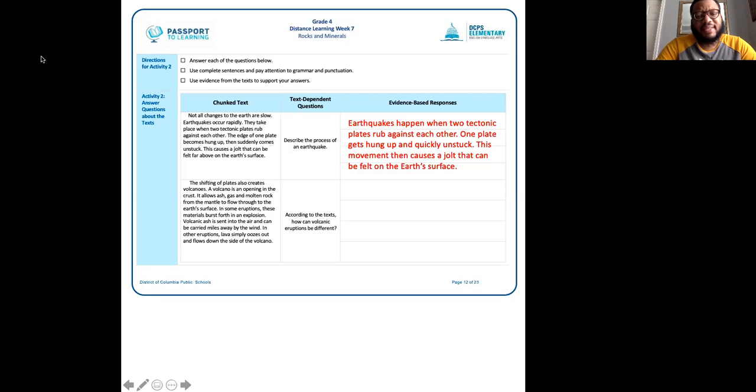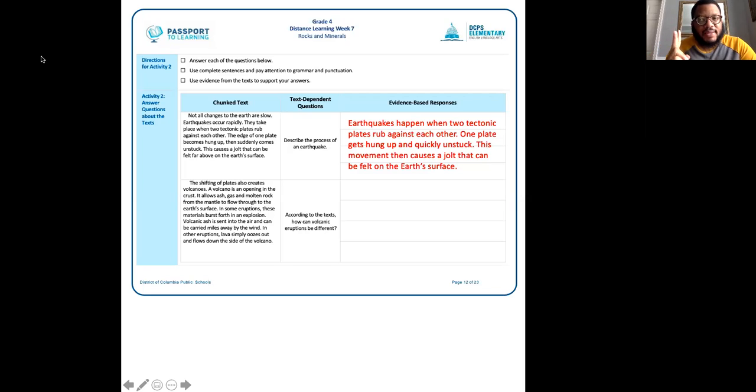It says, according to the text, how can volcanic eruptions be different? In the chunk text, it says that the shifting of plates also creates volcanoes. A volcano is an opening in the crust. It allows ash, gas, and molten rock from the mantle to flow through to the Earth's surface. In some eruptions, these materials burst forth in an explosion. Volcanic ash is sent into the air and can be carried miles away by the wind. In other eruptions, lava simply oozes out and flows down the side of the volcano.